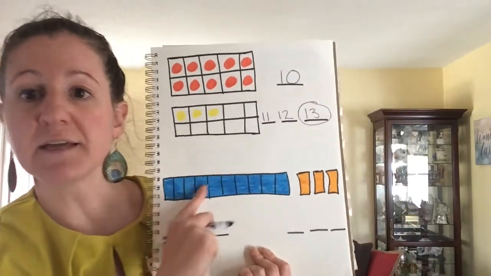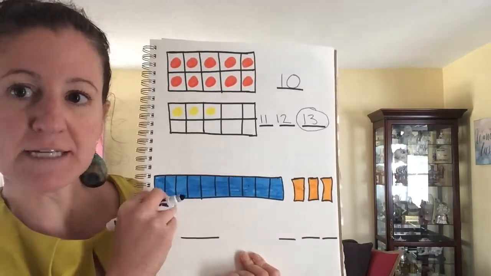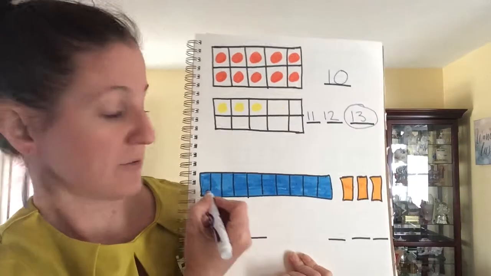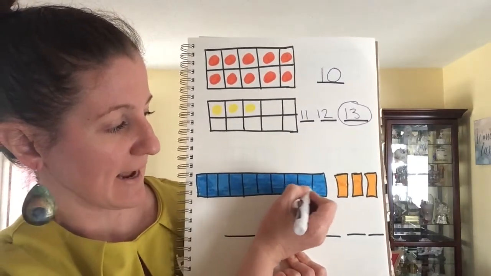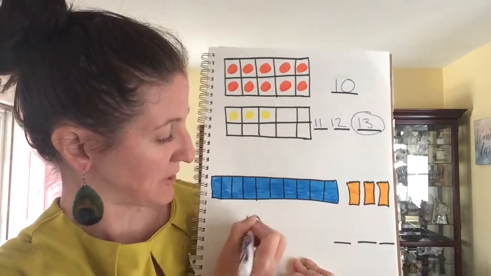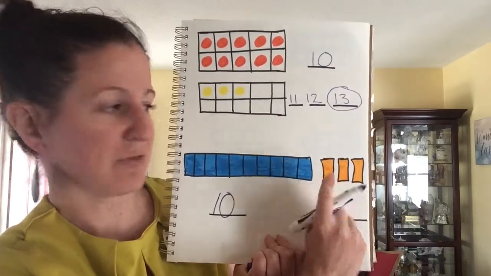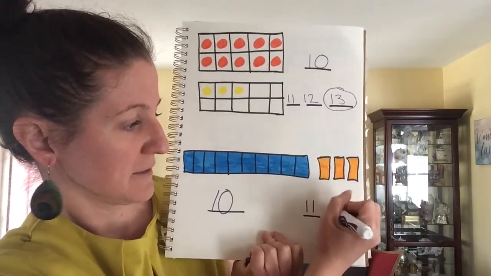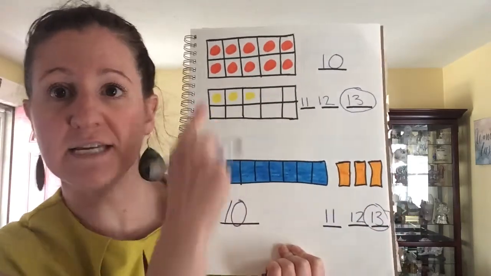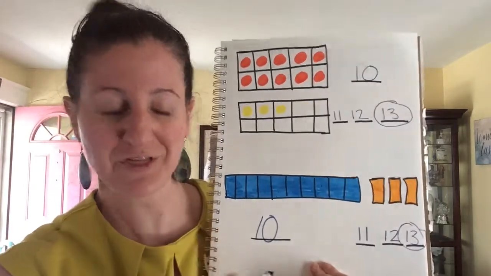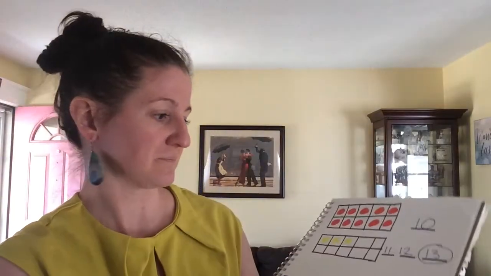I can do the same thing using snap cubes. Here I have 10 blue snap cubes that I snapped together to make a 10 rod. So I'm going to count those. 1, 2, 3, 4, 5, 6, 7, 8, 9, 10. There's my 10 in my snap cubes. And then I have some orange ones over here. These are my extras. I'm going to count those. 11, 12, 13. So again, I have 13. These are two different ways to show the number 13. And again, that's 10 with 3 extras that make 13.